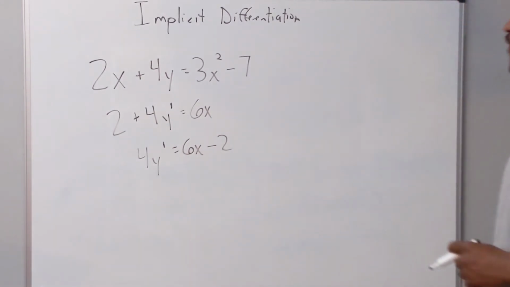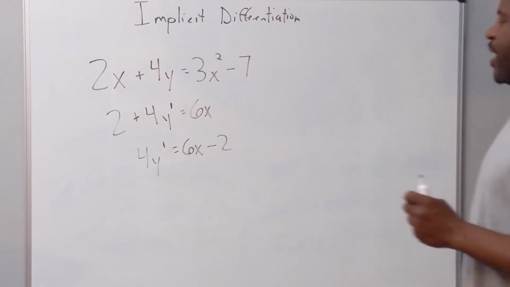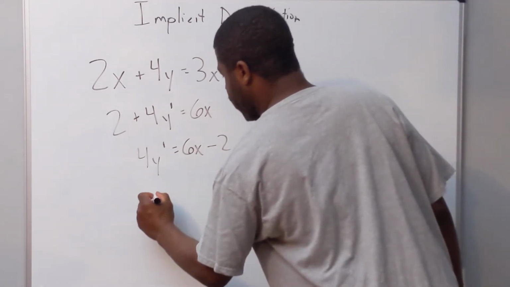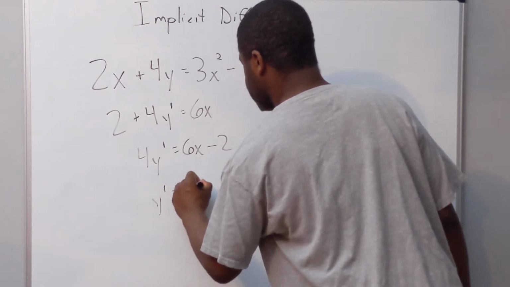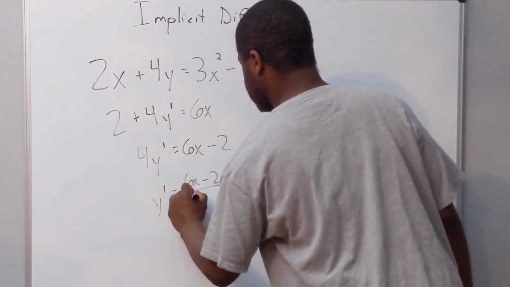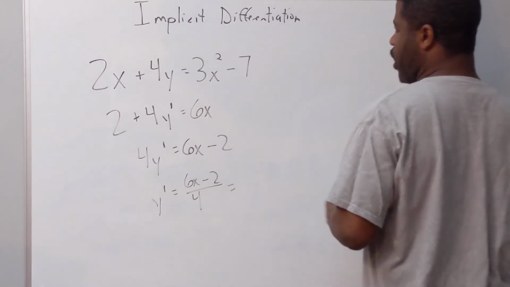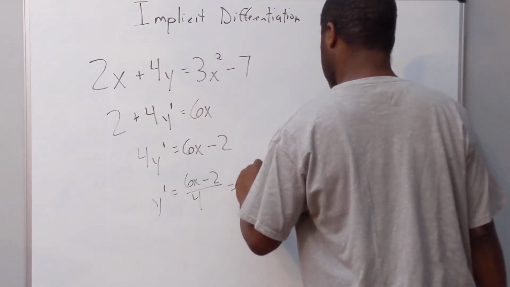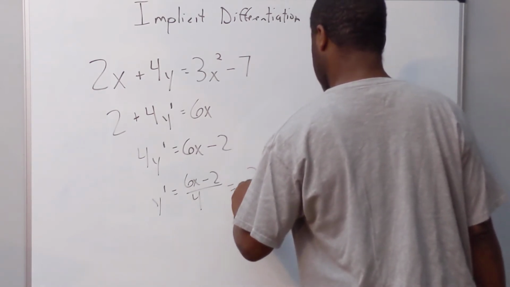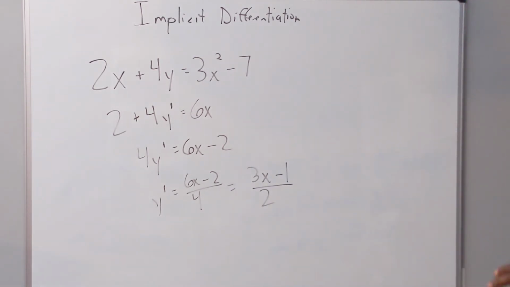So now we have 4y prime is equal to 6x minus 2. Now I need to divide both sides by 4. That's 6x minus 2 over 4, which is the same thing as 3x minus 1 over 2.